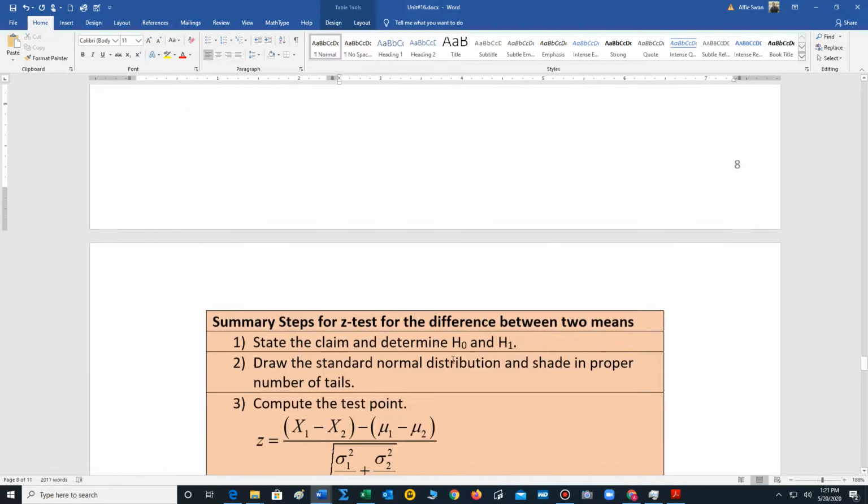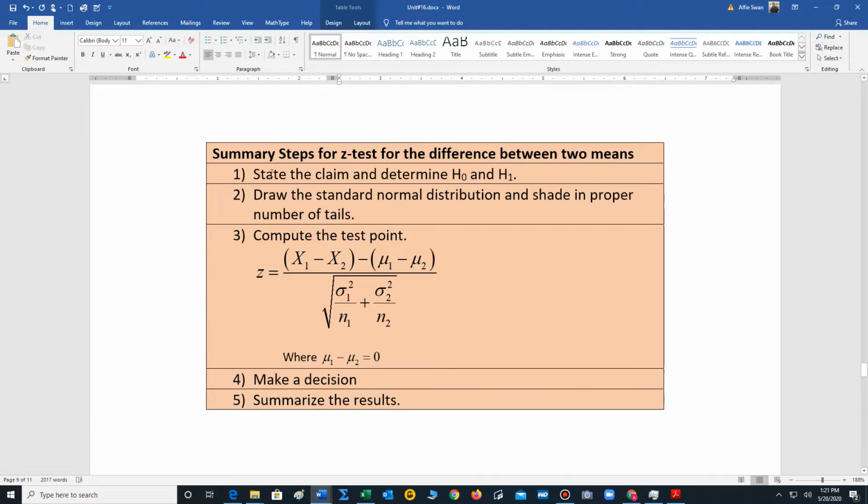So let's go ahead and take a look at some of the key steps. So remember, when performing this test, you state the claim, determine H0 and H sub 1. And in this section, we're always comparing two means, mu1 versus mu2. Second step, you draw the normal distribution, shade in the proper number of tails. Let's just also mention, look up the critical value.